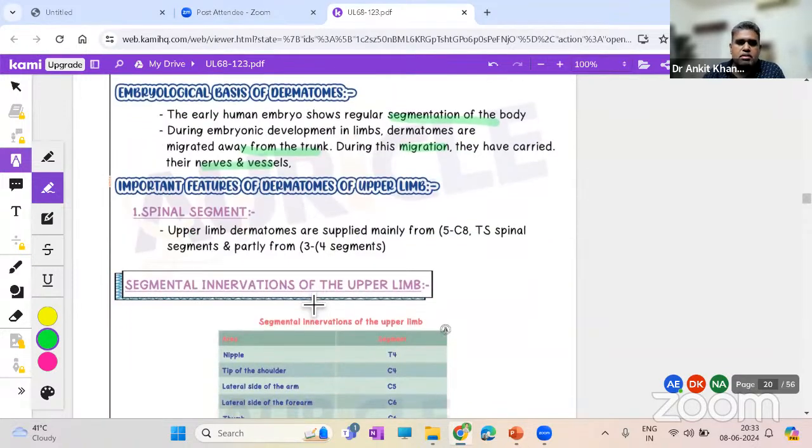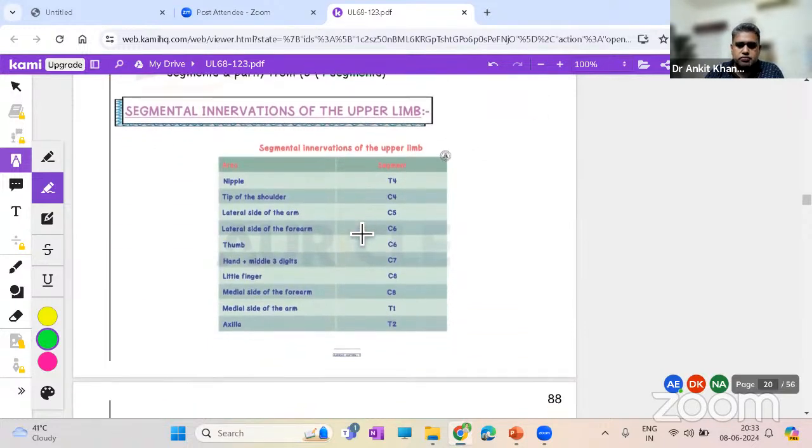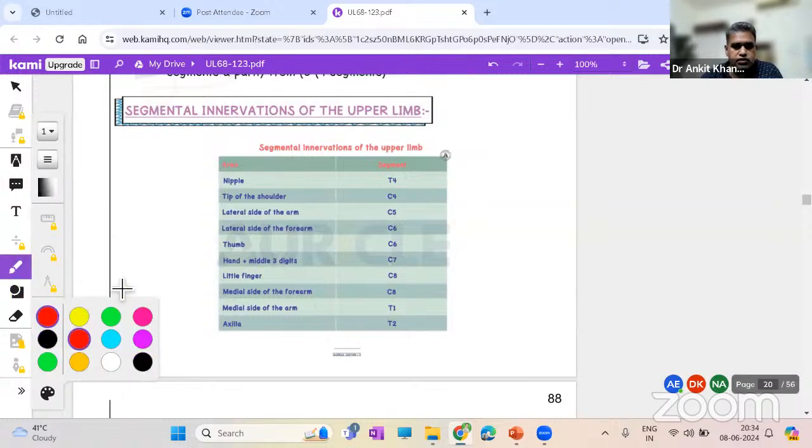So, important features of dermatome. Upper limb dermatomes are basically your C5 to T1. This is the image over here, showing not just the upper limb but the areas. But regarding the upper limb, the thing you need to remember is that the tip of the shoulder is C4. I'm telling you the applied part of it. What is the applied part?